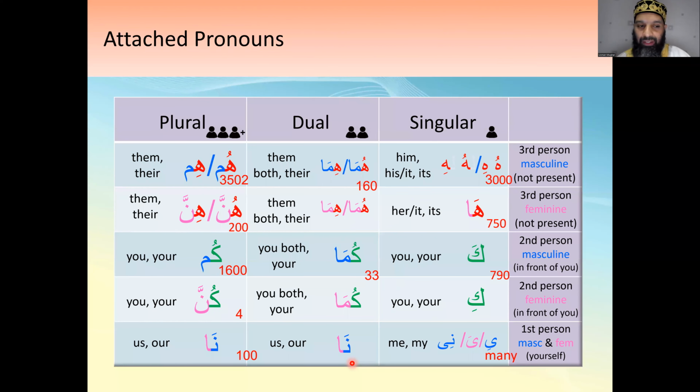Rabbuna, Rabbana, Rabbina. Marfu will be Rabbuna, Mansub will be Rabbana, and Majroor will be Rabbina. Right? So Rabbuna is fine.